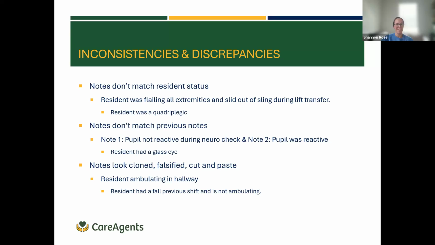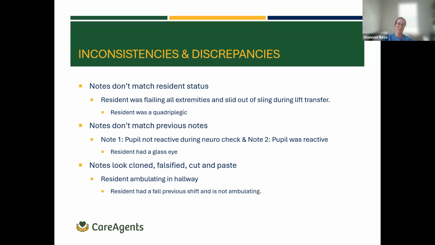Documentation that is inconsistent or includes discrepancies can be less defensible. Examples of this are when notes don't match the resident's status. The documentation says that the resident was flailing all extremities and caused them to slide out of the sling during a lift transfer. But the resident is a quadriplegic, so that is a bit conflicting. Another example is when the notes don't match a previous note. First note says pupil was not reactive during the neuro check. And the other note said the pupil was reactive, but the resident has a glass eye. So this is inconsistent, and it's also conflicting.